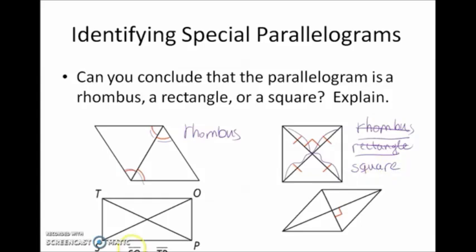Now here, I'm being told, and you probably can't read this, that SO is congruent to TP. Once I know the diagonals are congruent, I know in fact that the parallelogram is a rectangle. And in this one, all I know is that the diagonals of this parallelogram are perpendicular to each other, but that's all I need to know to label this a rhombus.